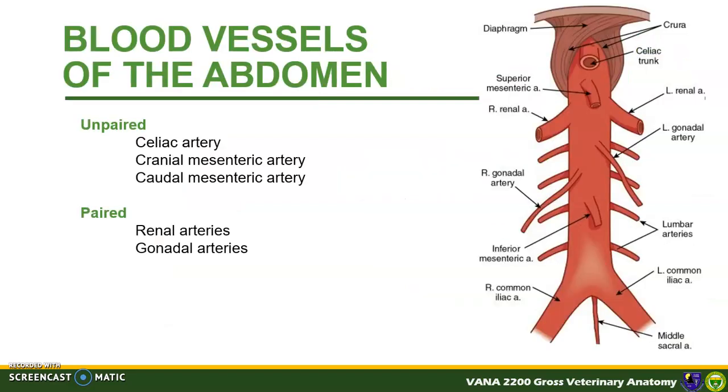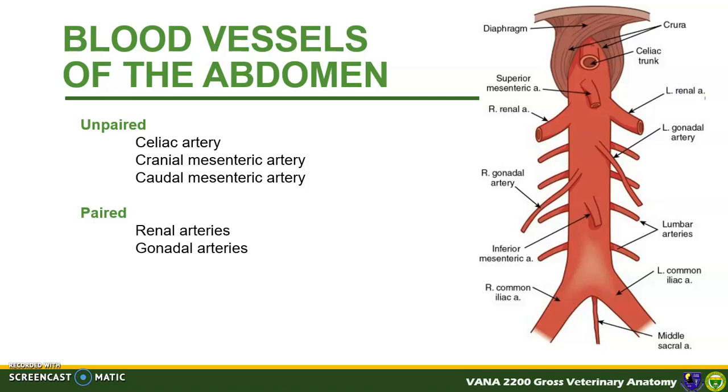Now let us discuss the vasculature of the abdomen. Remember, the descending aorta moves down to the abdomen, bypassing the diaphragm, becoming the abdominal aorta. Its main branches are the unpaired celiac artery, cranial and caudal mesenteric arteries, and the paired renal and gonadal arteries. It terminates into two internal iliac arteries and an unpaired median sacral artery.